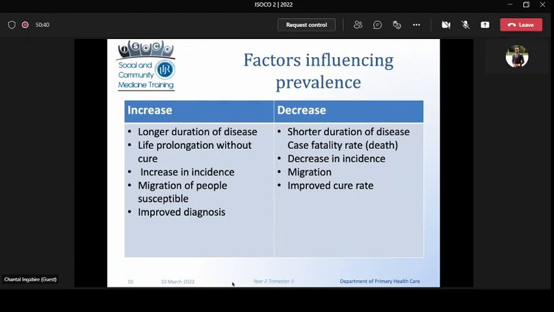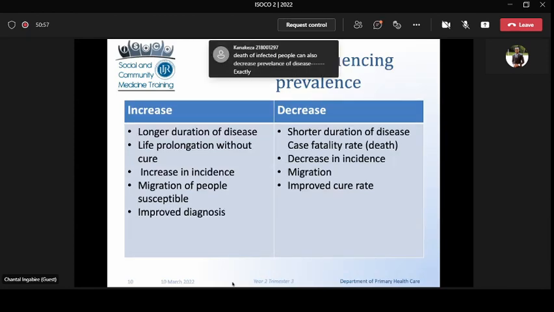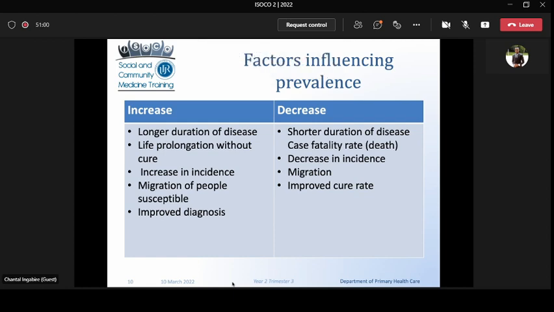So if there is an epidemic, this might also explain the increased prevalence. We might also look at the migration of people who are susceptible to that particular disease. But we might also look in terms of improved diagnosis. If there is improved diagnosis, where there was no way of diagnosing that particular disease, it might explain the reason why the prevalence is high.